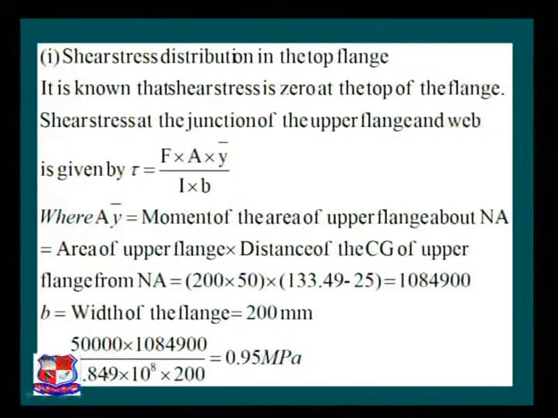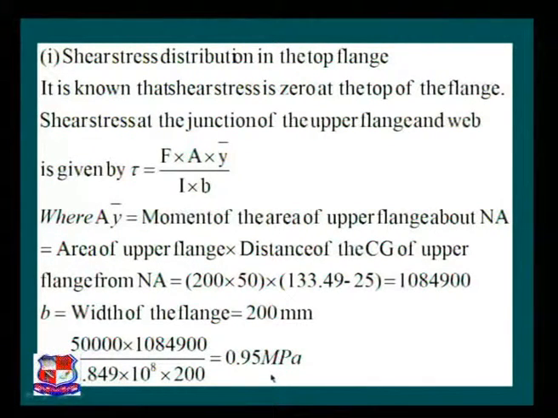So tau is equal to F A y bar by I b. F is known to us, given in the data, that is 50 kilonewton, or 50,000 Newton, multiplied by A y bar, which we have already found out in the calculation, that is 1084900, divided by I b. I has already been given in the data. If it is not given to you, we have to find it using the basic concepts of moment of inertia and the parallel axis theorem, and b, 200, is known to us. By solving this simple equation, we get 0.95 megapascal, Newton per mm square, that is the value of tau.